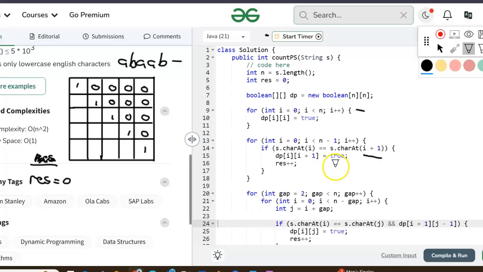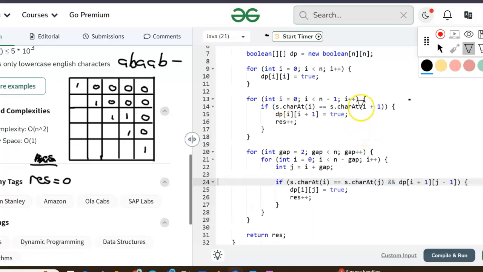So dp[i][i+1]. Let's see. Okay, so that actually is going to be these characters right here. All right. So is the character at 0 equal to the character at 1? That's AB. No, it's not. Okay. Is B equal to A? No. Is A equal to A? Yes. Is A equal to B? No.